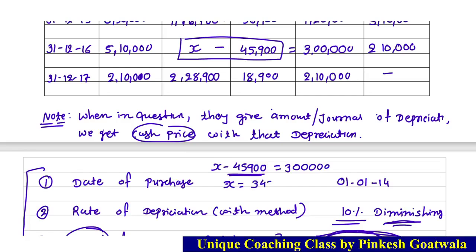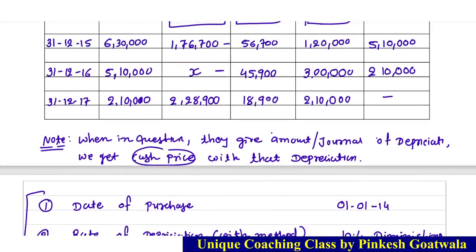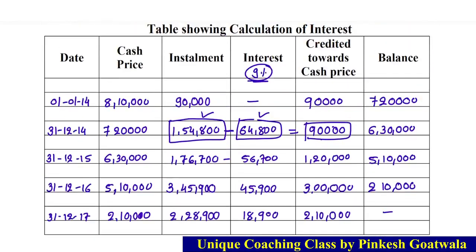So the answer will be 3,45,900. We have to just think about all of this. We don't have to show any calculation. You don't have to show this calculation in the exam. You have to just think about it, find out the answer and write that. So here the answer comes 3,45,900. Clear? Okay, so this way we get the amount of installment which is not given in the question.